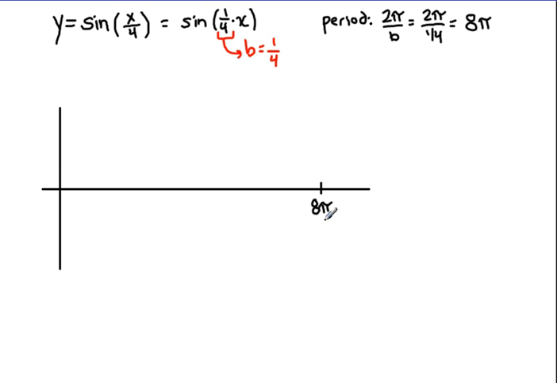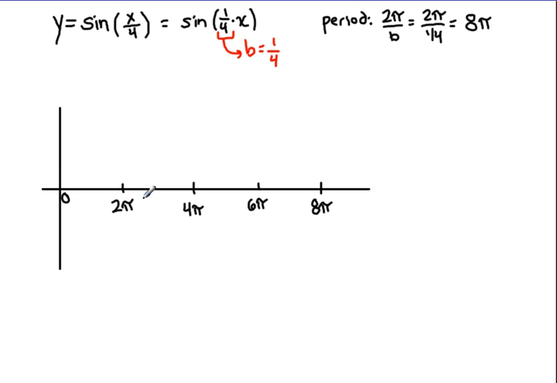Keeping in mind that pretty much any key point on a sine or a cosine graph occurs basically at the quarter values throughout the period. So if one period takes up 8 pi, we know something important will be happening here at the halfway point, 4 pi. And then something important will be happening between 0 and 4 pi. Halfway between would be 2 pi. And halfway between 4 pi and 8 pi would be 6 pi.